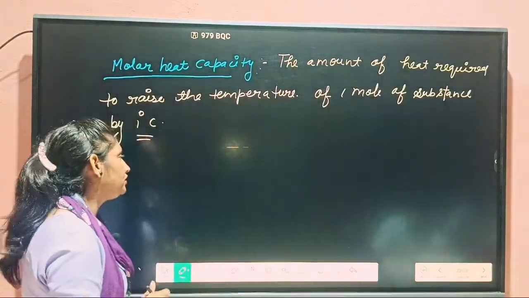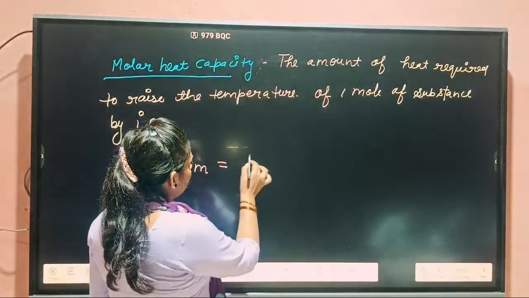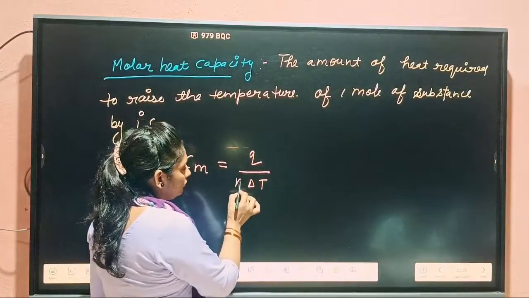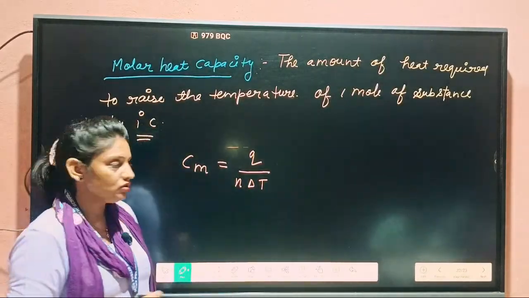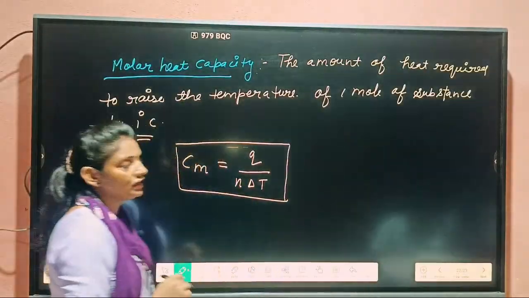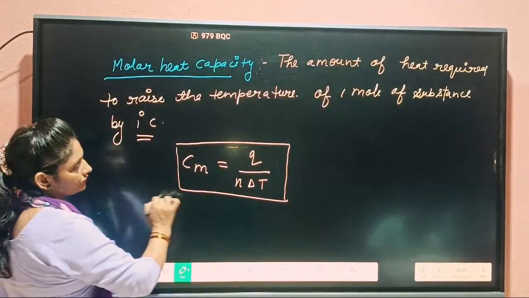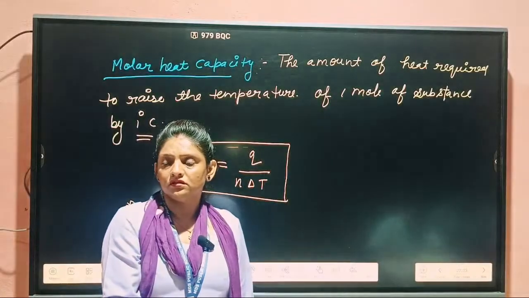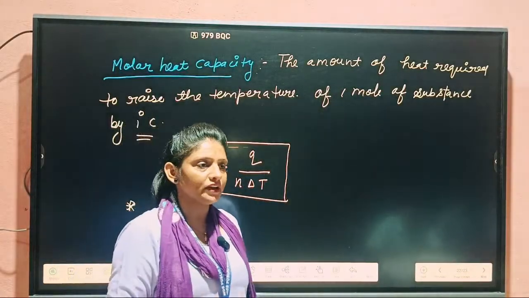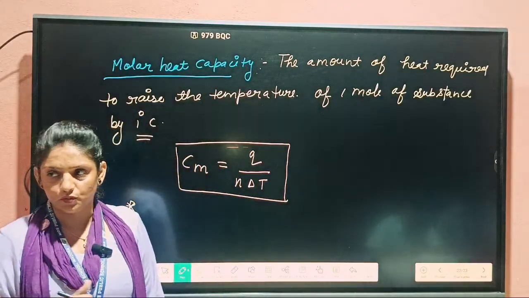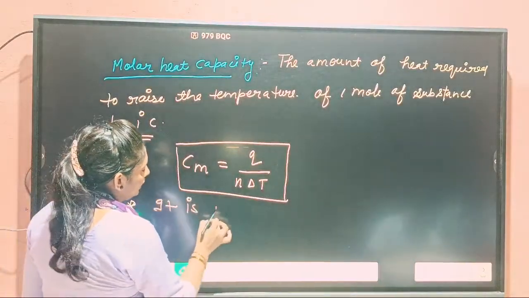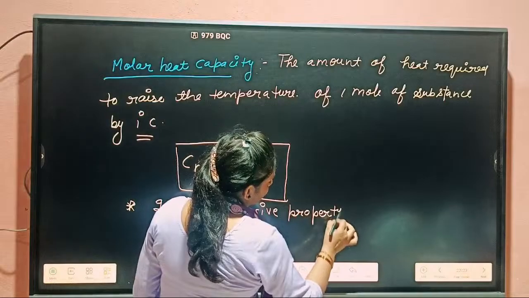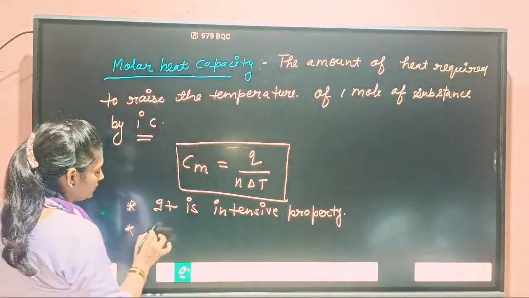Clear? Then how can we write? Molar heat capacity is equal to, heat capacity is Q by del T. Here I am dealing with mole, so mole I can represent by n. Clear? So we can write in this way. This is the mathematical expression for this. Then students, what type of property? Because mole is also a unit for the amount of the substance, so it is also an extensive property, and heat is also an extensive property. So their ratio will be intensive. It is an intensive property. And students, these are path functions.